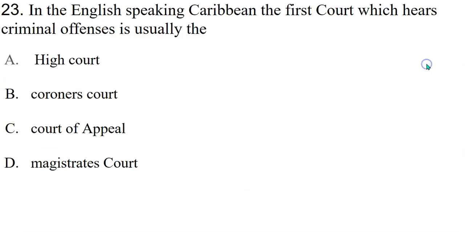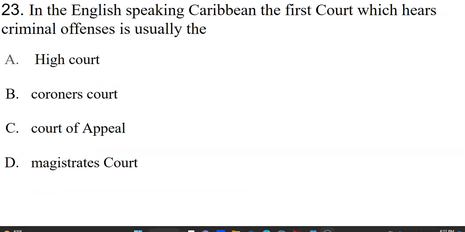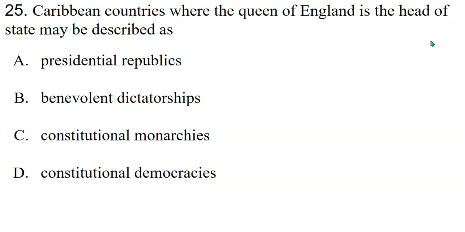Question 23. In the English-speaking Caribbean, the first court which hears criminal offenses is usually the, which court is it? Is it the High Court? What do you think the answer is? If your answer is letter D, the Magistrates Court, you are definitely correct. Question 25, and we are going down nicely.